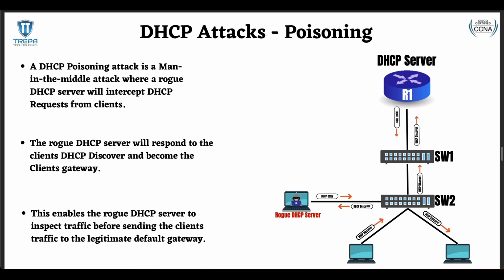So the user will have no idea that all of its traffic is being inspected, but that rogue DHCP server now has all your information. Again, with DHCP snooping, we can prevent this because any client that's connected to this switch should be on a what? An untrusted port. And that untrusted port will not allow any server messages like that DHCP offer message.